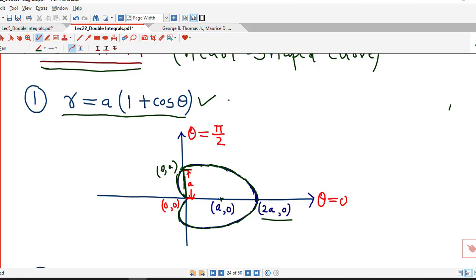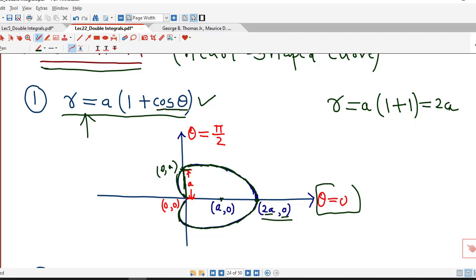Suppose I want to decide the point of intersection of this cardioid with the x-axis, then we know that on the x-axis theta is 0. So we can put theta equal to 0 in the equation of the cardioid. So 1 plus cos 0, that is 2. That means r equal to 2a. So if theta is 0, r equal to 2a. So this point is (2a, 0). So in this way we can determine the points of intersection of the cardioid with the x-axis and y-axis.